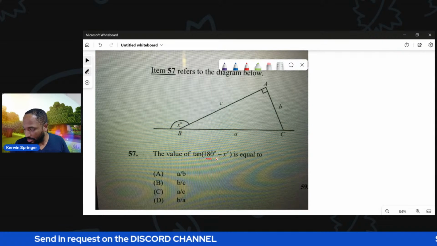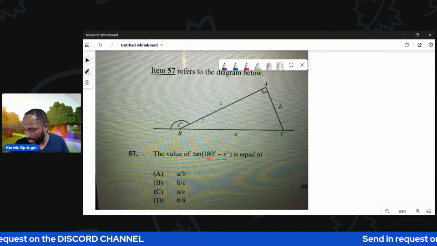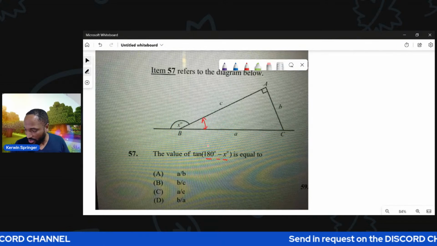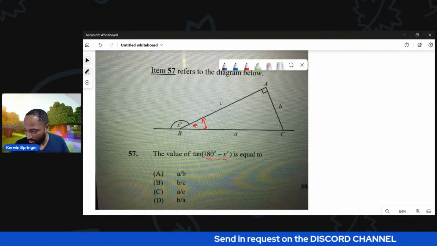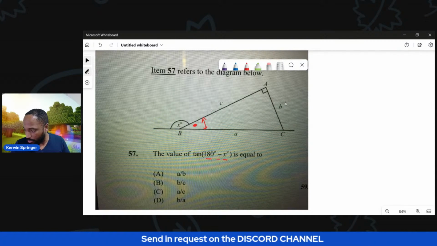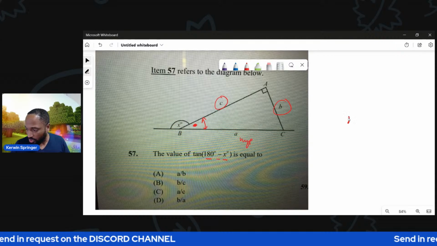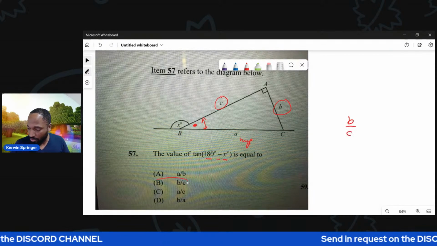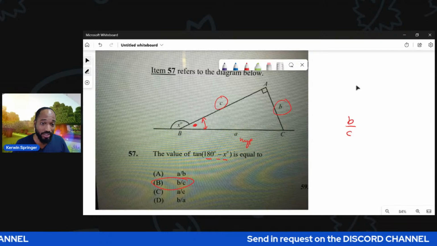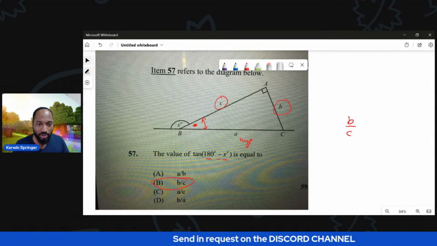180 minus x is really this angle here, right? And if I find the tan of this angle here, it will have to be the opposite over the adjacent. This is the hypotenuse. So it's really B over C. B is the answer. It was as simple as that, but it could hurt people's head. One could hurt people's head bad.